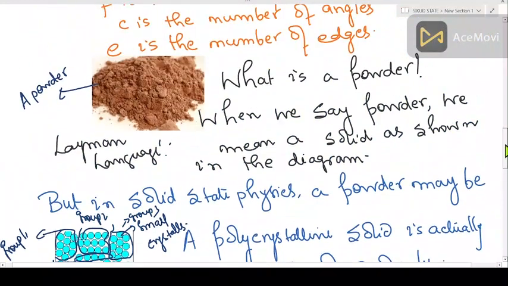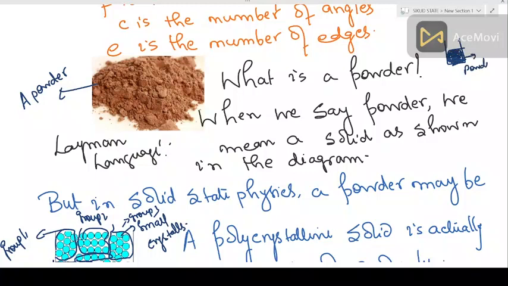Because you see, if this is a collection, the small single pieces of the powder are oriented randomly with respect to each other. Now when you fill this powder in a test tube, suppose you are filling this powder in a test tube, it takes a particular shape.